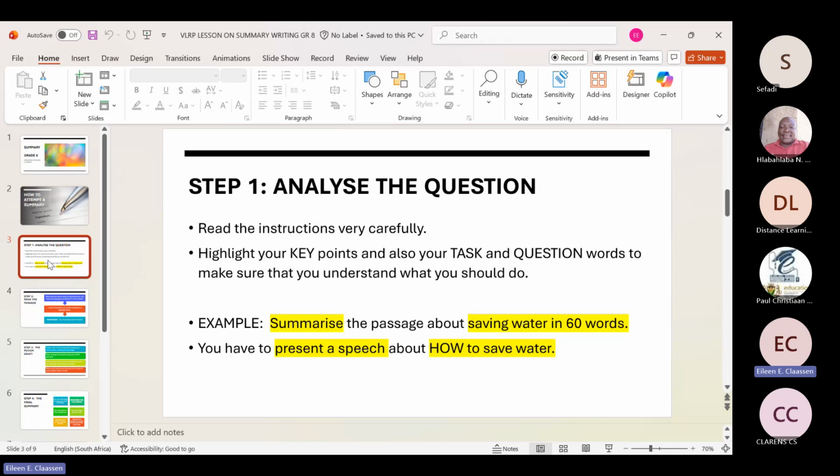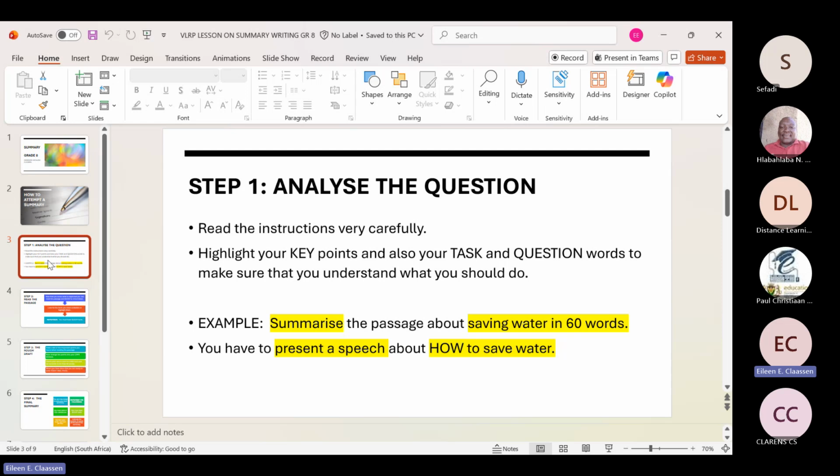I've just put down an example quickly. An example of an instruction in a summary can be: summarize the passage about saving water in 60 words. You have to present a speech about how to save water. Then you highlight summarize because that's what you need to do. What does summarize mean? It means you read the whole passage, but you only extract the important information.